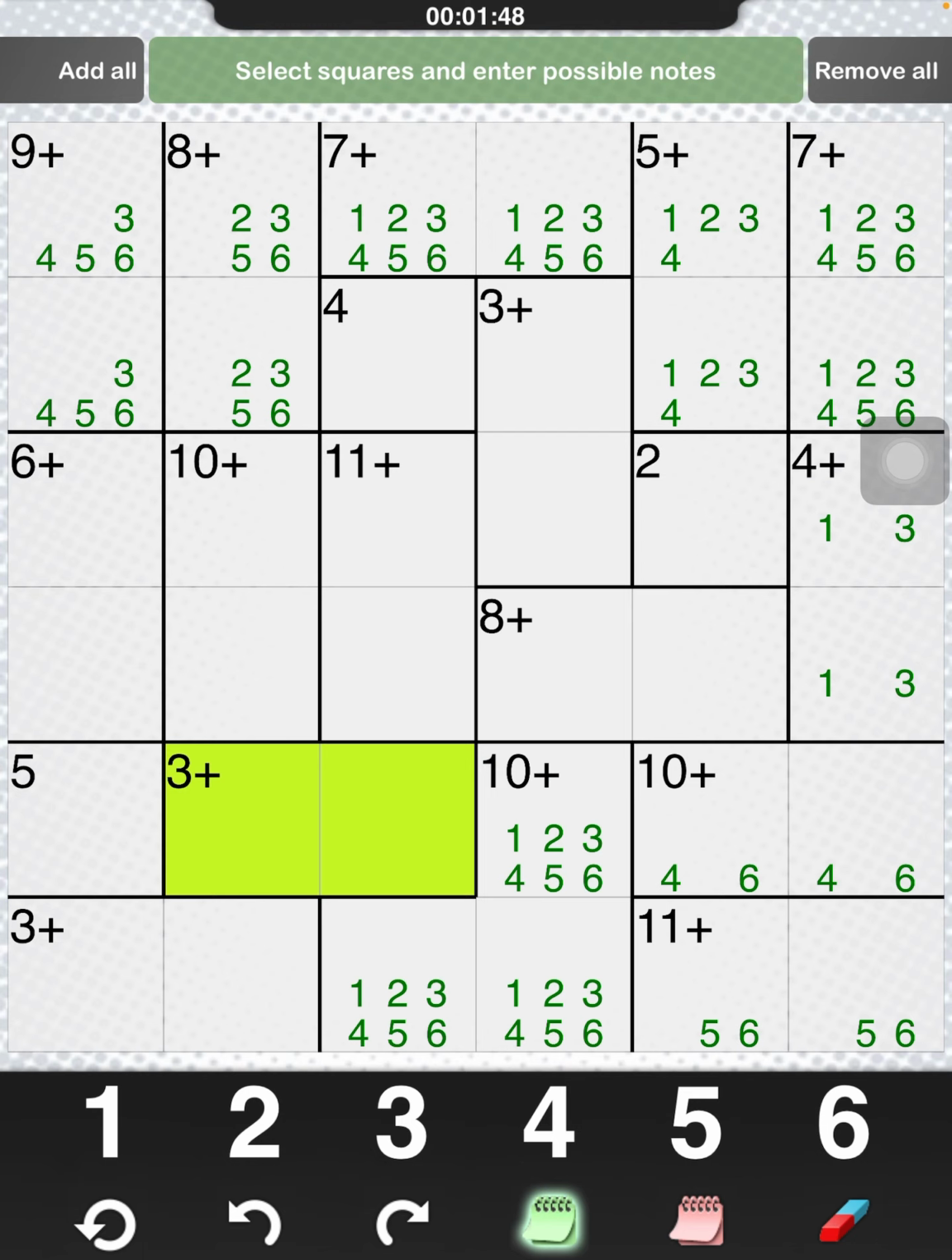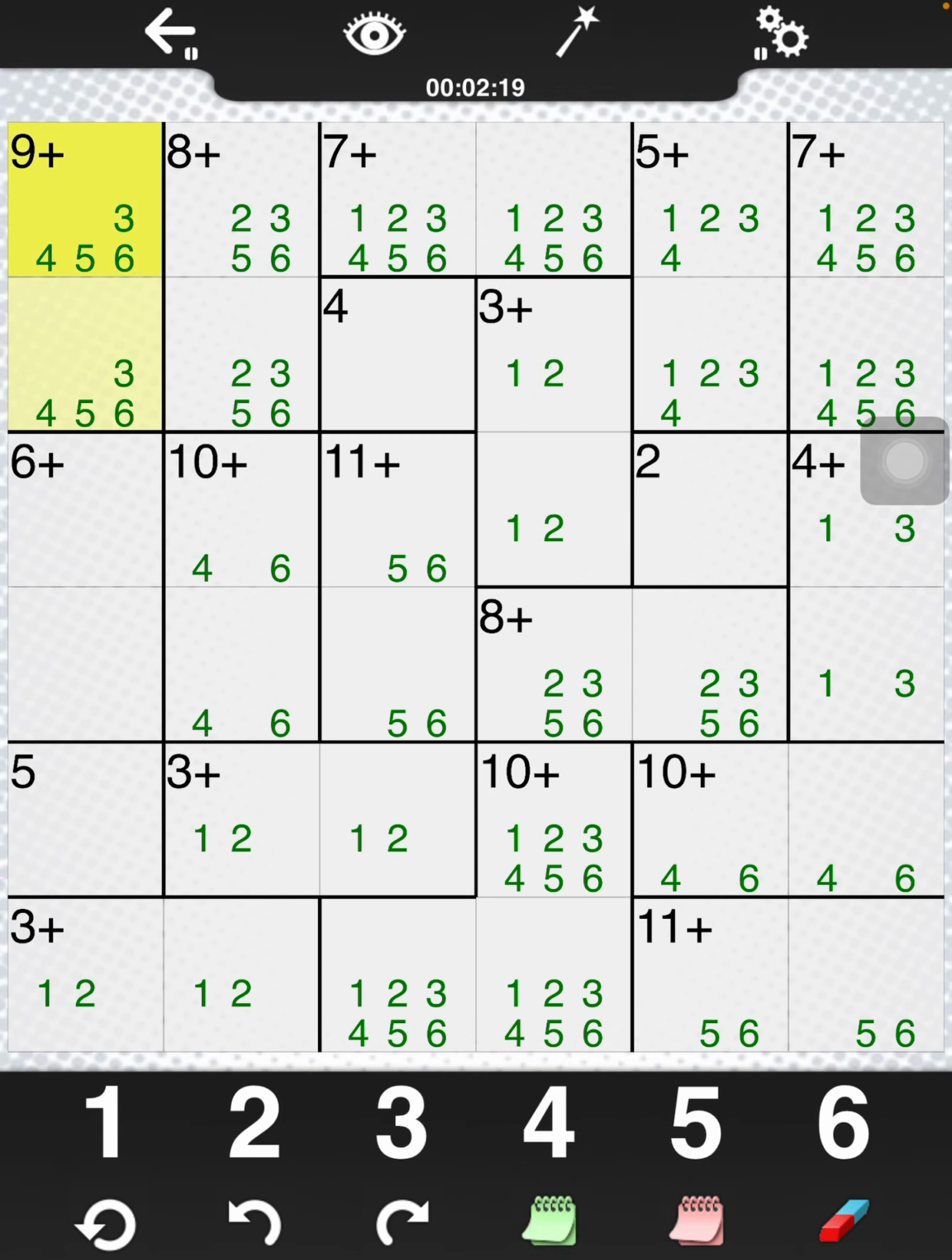These two cells add up to 3. That's 1 and 2. These two cells add up to 3. Choices are still 1 and 2. These two cells add up to 10. Choices are 4 and 6. These two cells add up to 11. Choices are 5 and 6. These two cells add up to 8. Choices are 2 and 6, and 3 and 5. These two cells add up to 3. Choices are 1 and 2. I have one more cell.